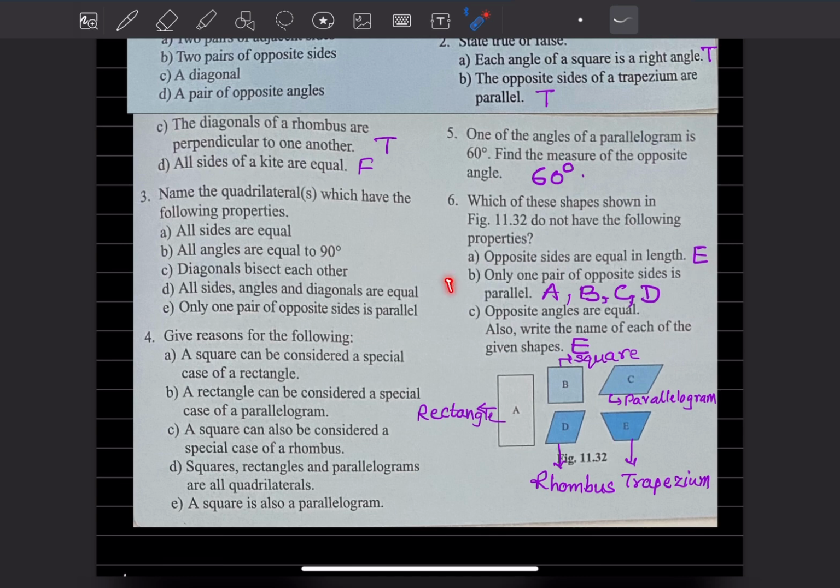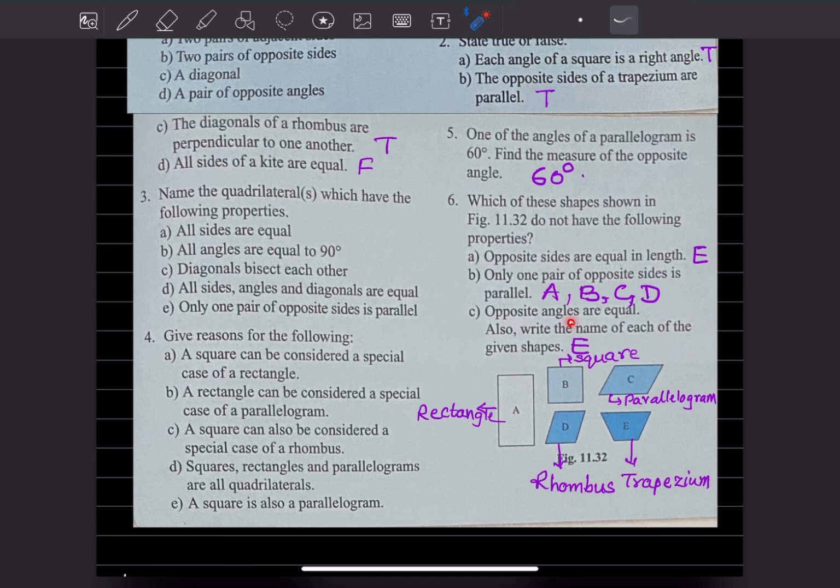Only one pair of opposite sides is parallel. So which ones do not have it? One pair of opposite sides parallel: here A, B, C and D do not have the property, only one pair is parallel.